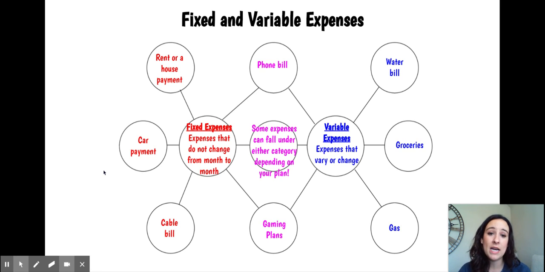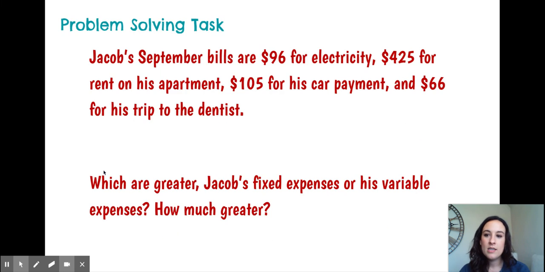So those are the 2 types of expenses that we're looking at this week. Fixed, those expenses that are going to stay the same month to month, week to week. And then variable, those expenses that will change depending on what you need or what you want.